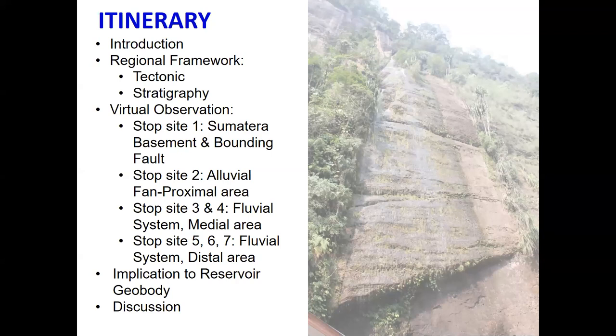Starting from subset 1, we will see the Sumatra basement, where we can also see the border fault as a boundary between the Sumatra basement and the formation above. And we move on to subset 2, where we can find the fanglomerate deposits, which are related to the initiation rift stage. In subsets 3 and 4, we hope to discuss in more detail the braided river systems deposits in the medial environment. And we move on to subsets 5, 6, and 7, where we can find the distal part of these alluvial-fluvial systems. After that, Mas Iqbal will explain in more detail the implications for the reservoir geobody for the subsurface interpretations. At the end, we will have a discussion session.